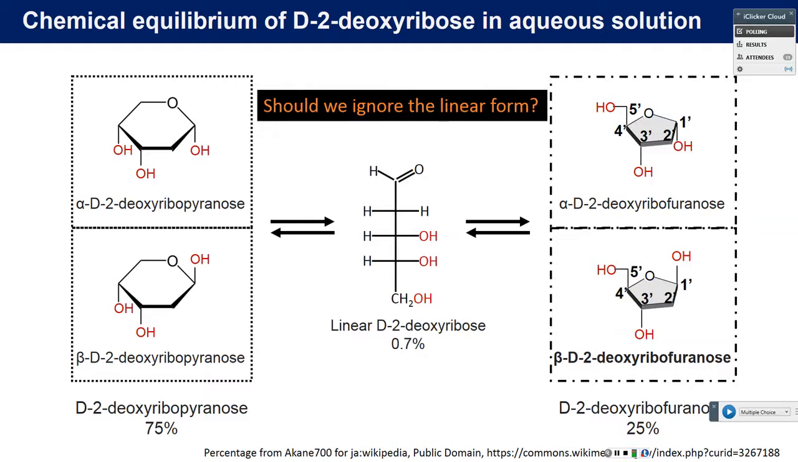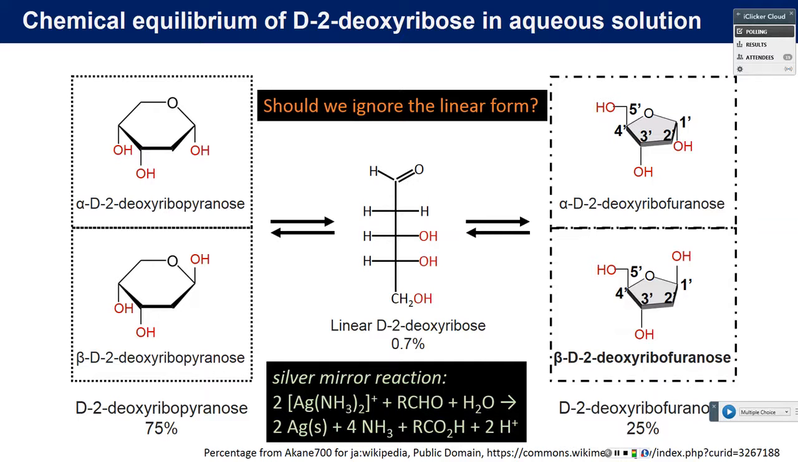Well, you may say, did you not show that in the equilibrium the linear form is a very minor form of deoxyribose? But you may also notice that the most stable form is actually the pyranose form, not the furanose form, and the furanose form is what is used in our DNA. This is the most stable, and of course this is the least stable. So you may say, maybe the problem is not as bad as you said, because at least maybe we can ignore the linear form, right?